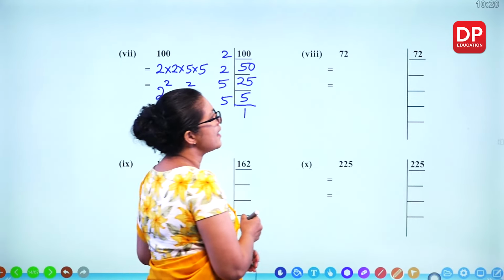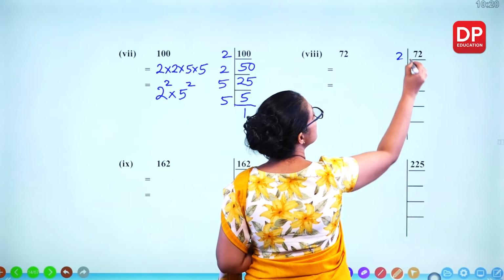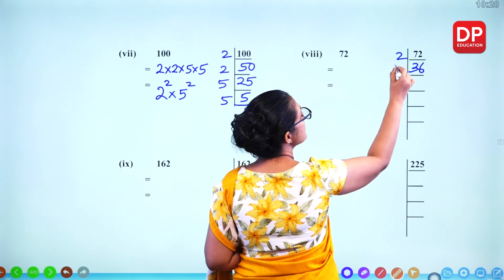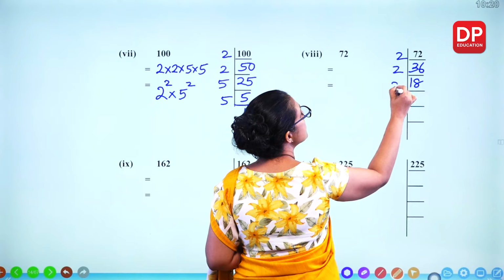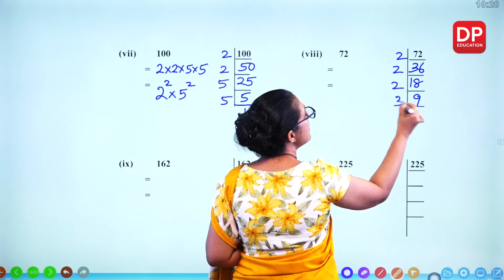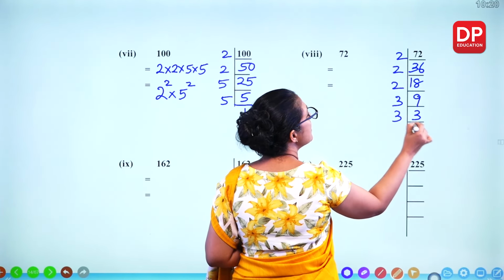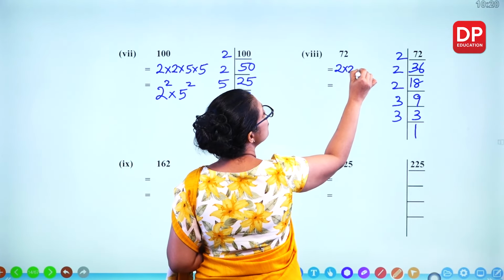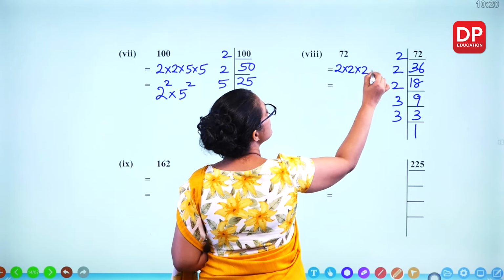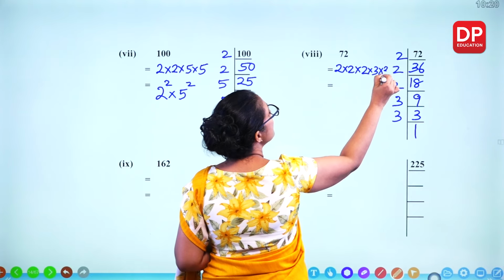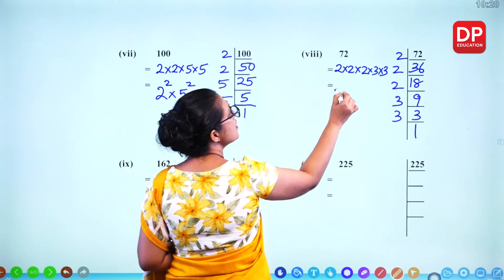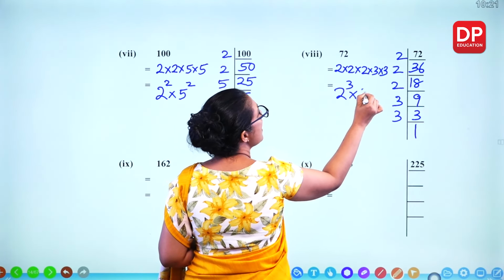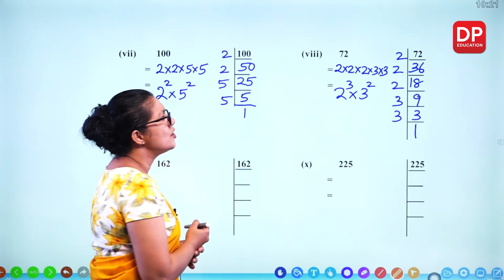72. Divide and get the prime factors. Divide by 2, you get 36. Divide by 2, 18. Divide by 2, 9. Divide by 3, 3. You get 1. So 2 times 2 times 2 times 3 and another 3. So how can you write? 2 to the power 3 and 3 to the power 2.